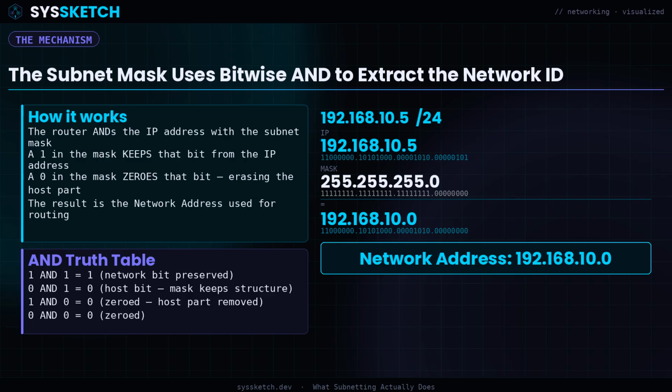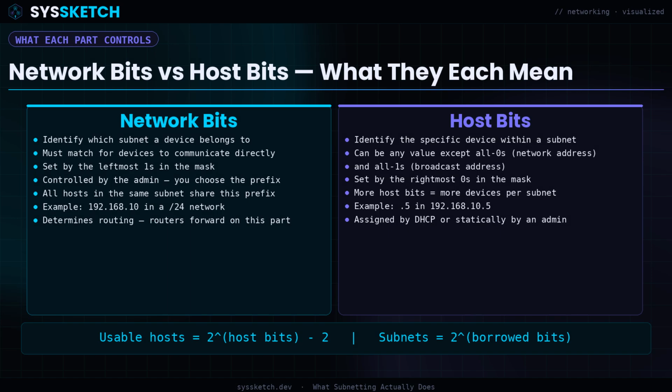So what does each half of the address actually control? The network bits identify which subnet a device belongs to. It must match for 2 devices to communicate directly without going through a router. The host bits identify the specific device within that subnet. All zeros is the network address itself. All ones is the broadcast address. Everything in between is usable for hosts. More host bits means more devices per subnet. Fewer host bits means more subnets, fewer devices each.